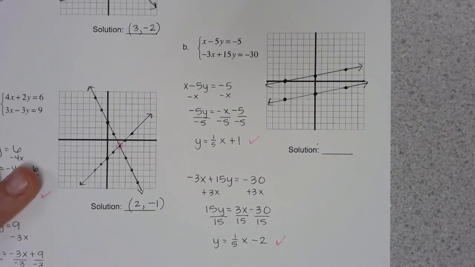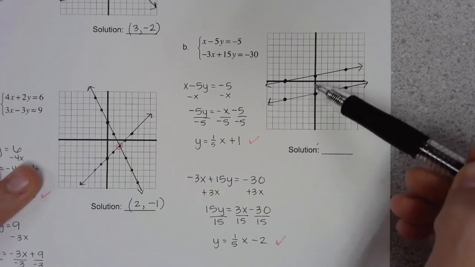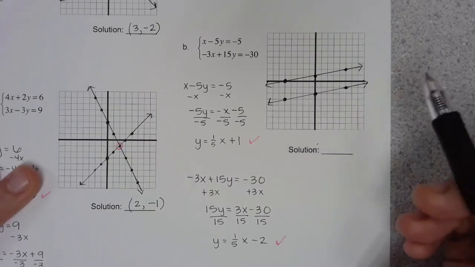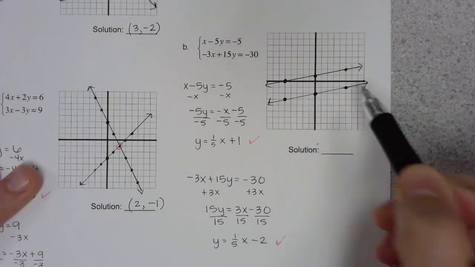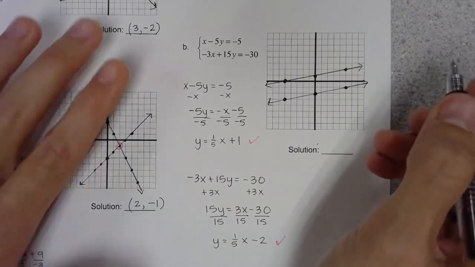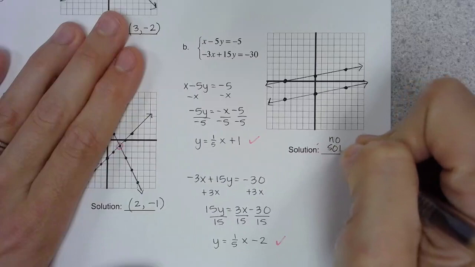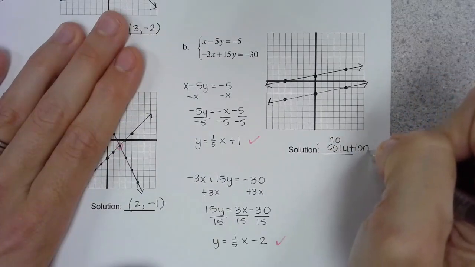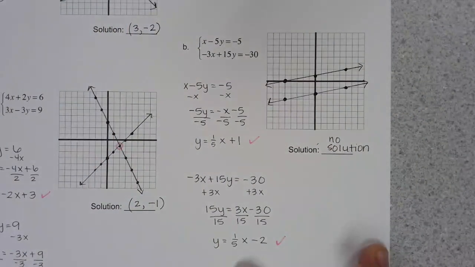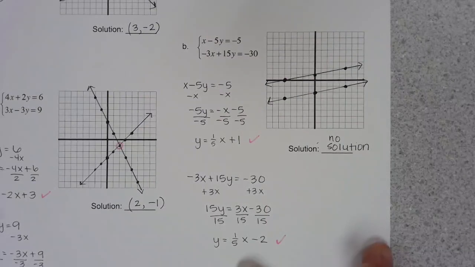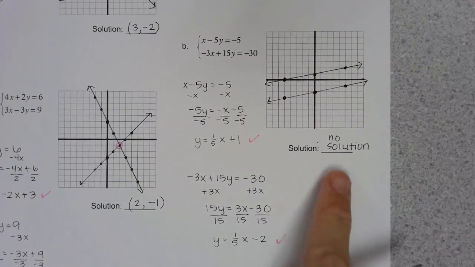What makes this problem different than the previous one and different than the other problems is that these two lines have different y-intercepts, but they have the same slope. So they're always going to stay exactly this far apart from one another. They're never going to cross. Anytime you have two lines that are parallel, the solution is no solution, because these two lines will never cross, so there will never be a point that's the answer to the question. They'll always be parallel, they'll never cross, and so they have no solution.